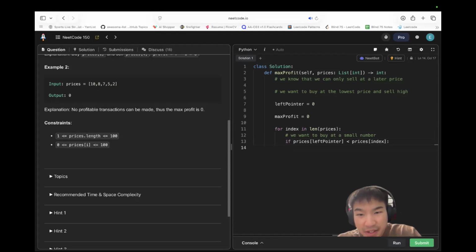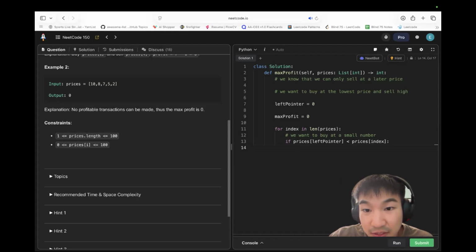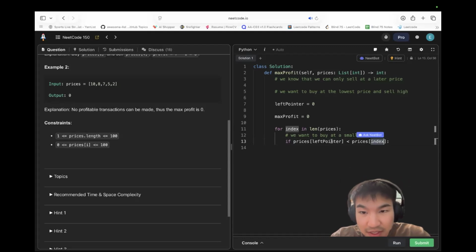Okay, what do we do then? Well, we want the left pointer to be at the smallest, right? So if the current index is smaller than our left pointer, we want to just change it, right? We want to make left pointer equal to index, right?